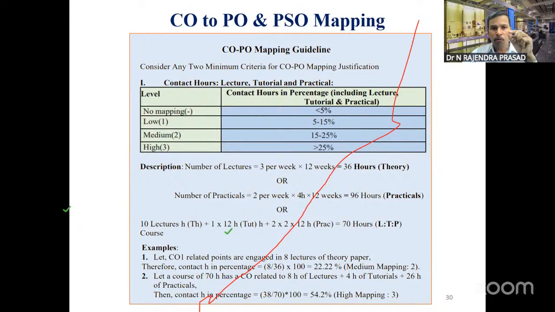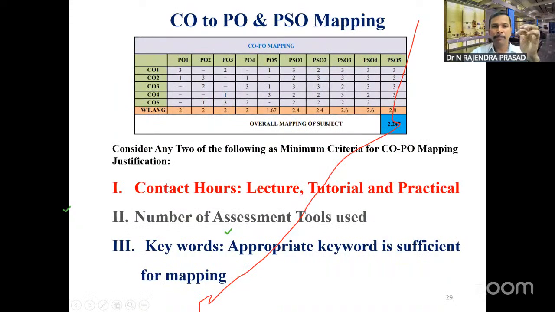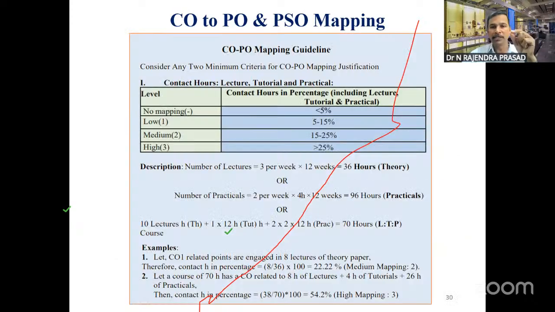If CO1 is related to the first unit, how many hours do you have to dedicate out of 48 hours? 16 hours. 16 hours means 33.3%. Based on this percentage of contact hours, we assign a number known as the mapping level. The table I showed here is the mapping level: 1, 2, 3. Mapping level 1 is the low level, 2 is the medium level, and 3 is the higher level.